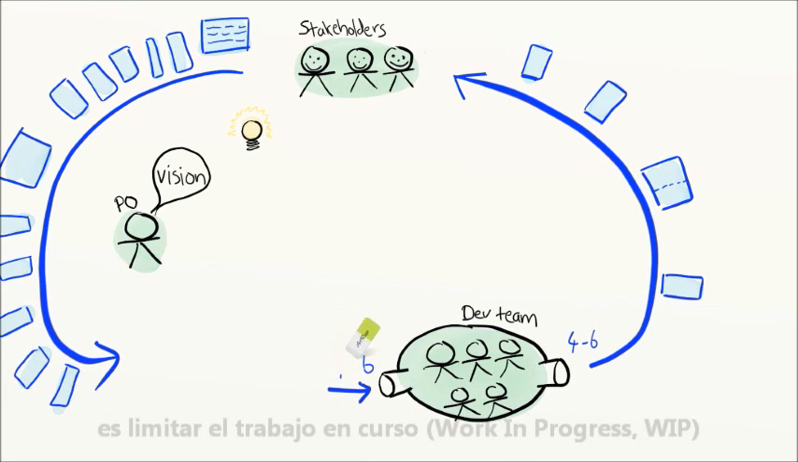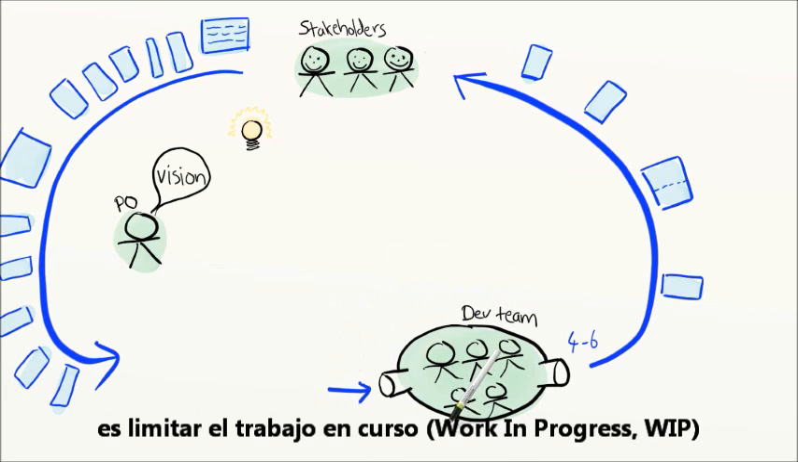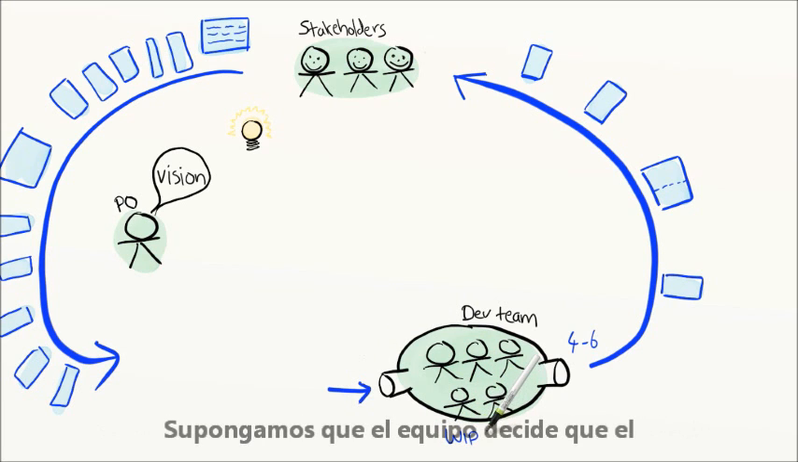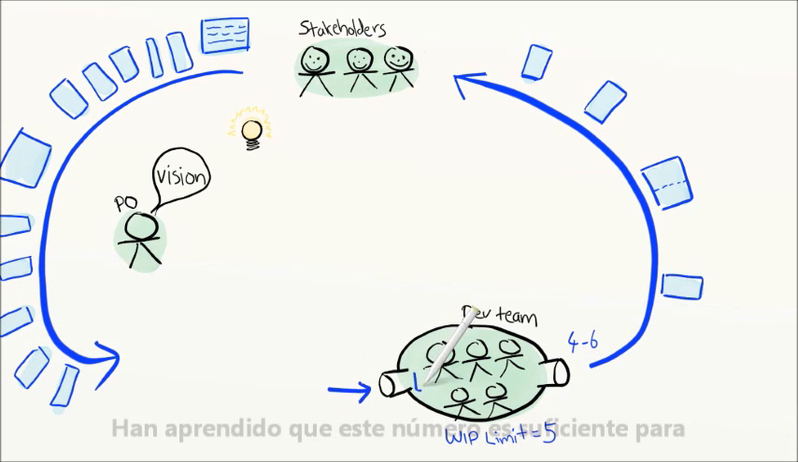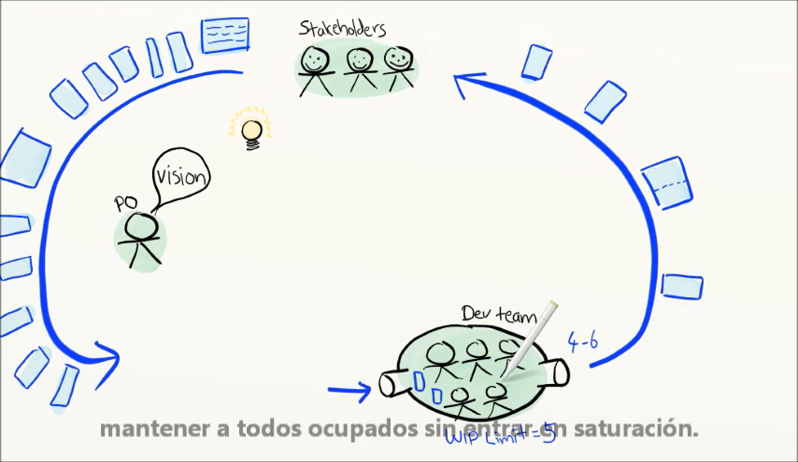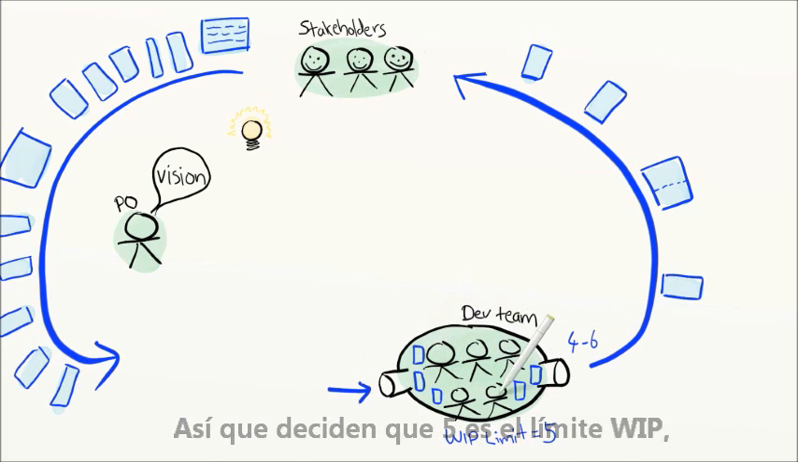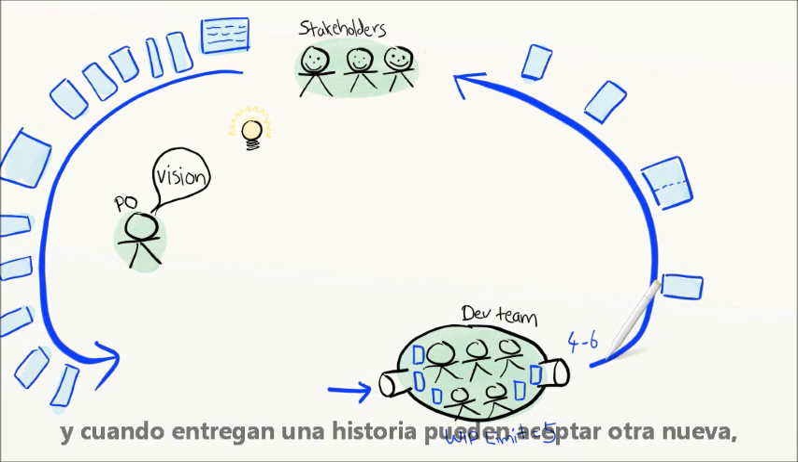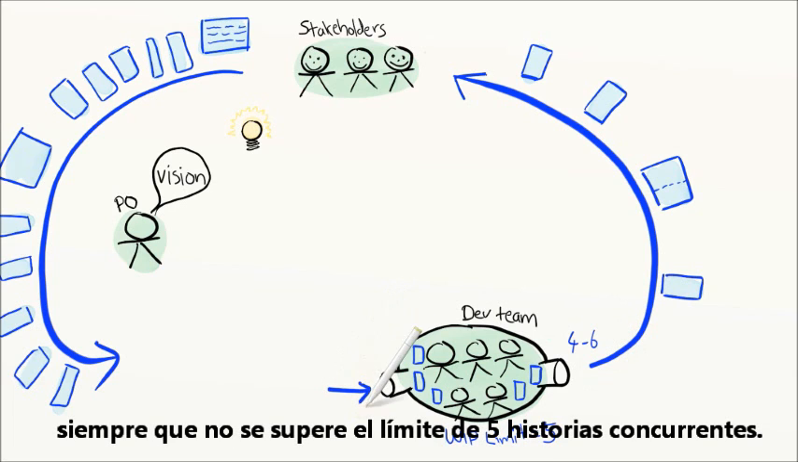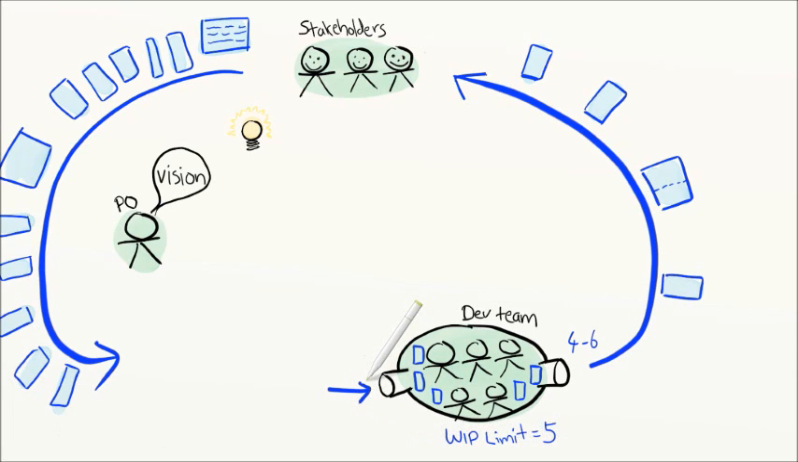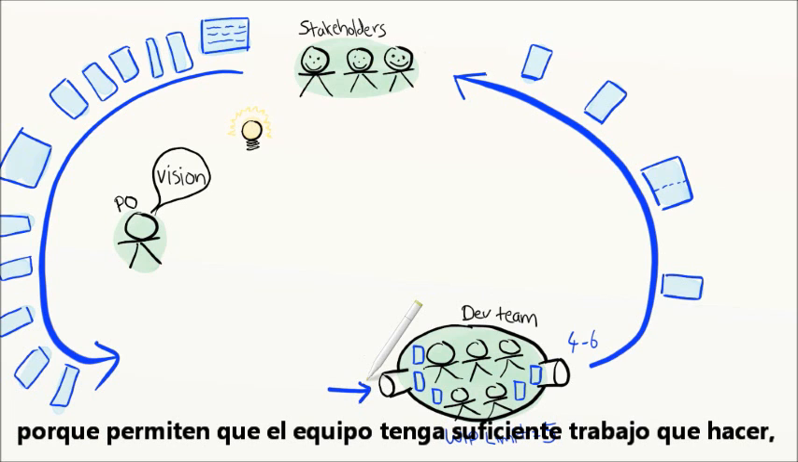The Kanban way is to limit work in progress, or limit WIP, W-I-P. Suppose the team decides that 5 is the optimal number of stories to be worked on simultaneously. They've learned that that's just enough to keep everybody busy without causing overload. So they decide that 5 is their WIP limit. Whenever they finish one story, they'll accept one new story, thereby making sure that they never break the limit of 5 ongoing stories.